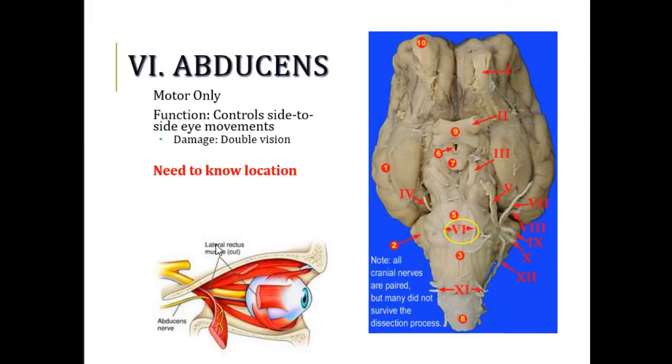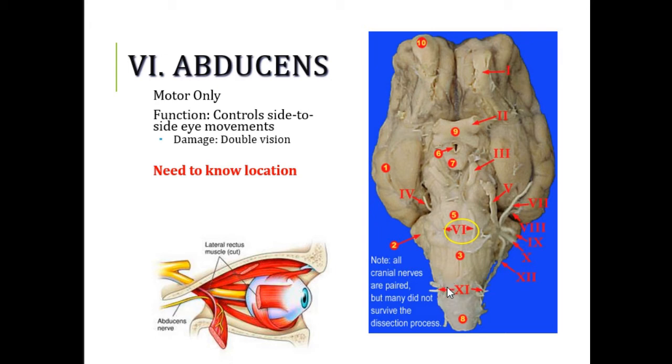Then moving on to the abducens nerve, or cranial nerve 6. This is a motor-only nerve, and its function is to control side-to-side eye movements, and damage here will also cause double vision, and it will control the lateral rectus muscle, and the abducens nerve here will innervate it.